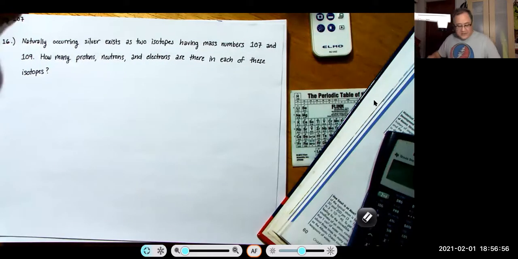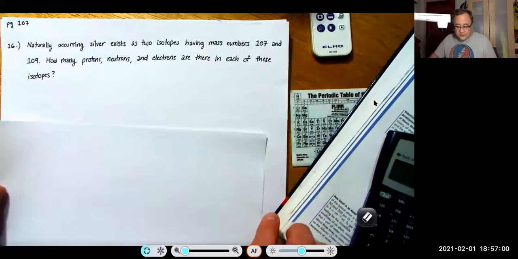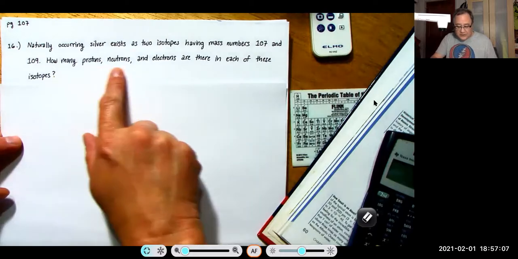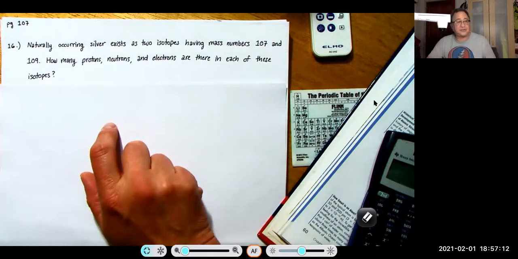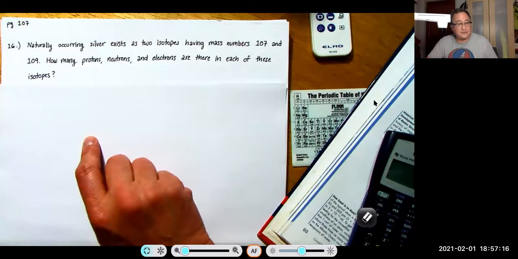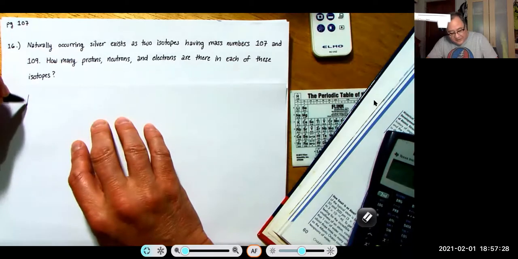So, naturally occurring silver exists as 2 isotopes having mass numbers of 107 and 109. How many protons, neutrons, and electrons are there in each of these isotopes? And what is their mass? So I want you to write the symbol of each of these, the standard symbol. I want protons, neutrons, and electrons, and I want the mass of each isotope. So let me know when you're done. Silver has this symbol, Ag.